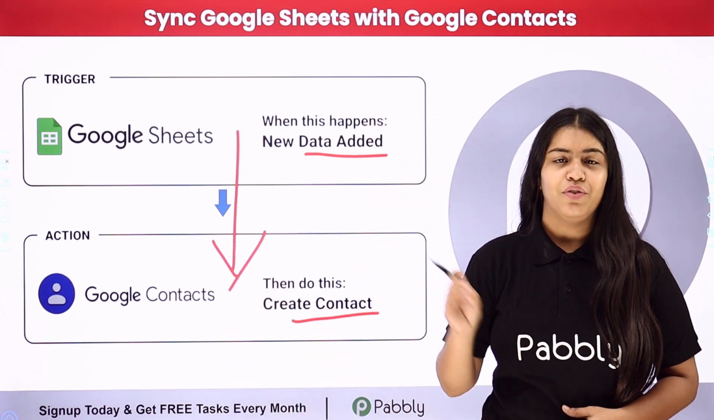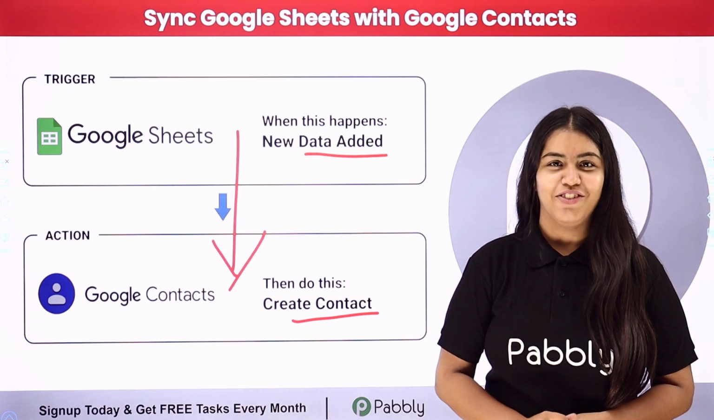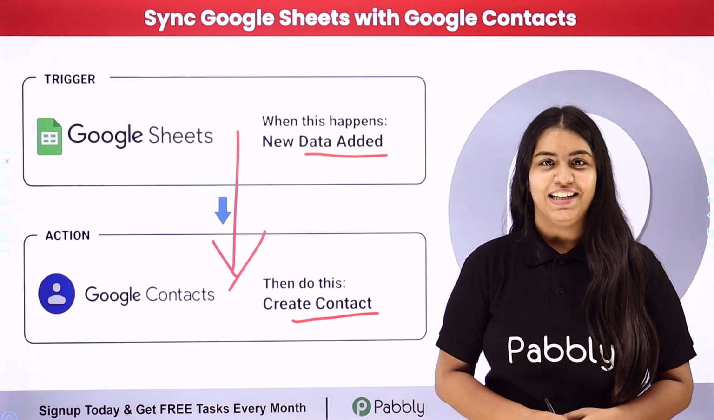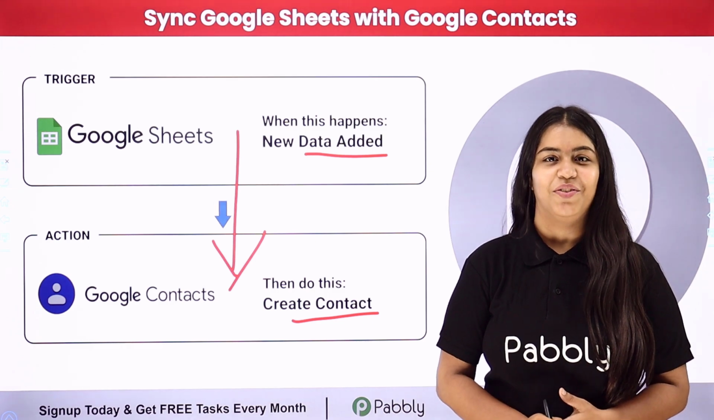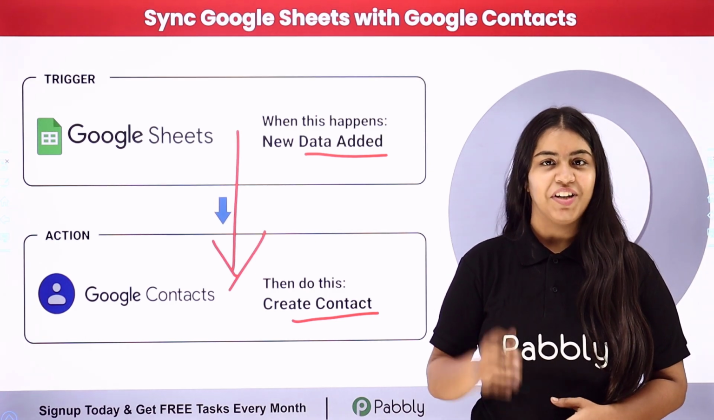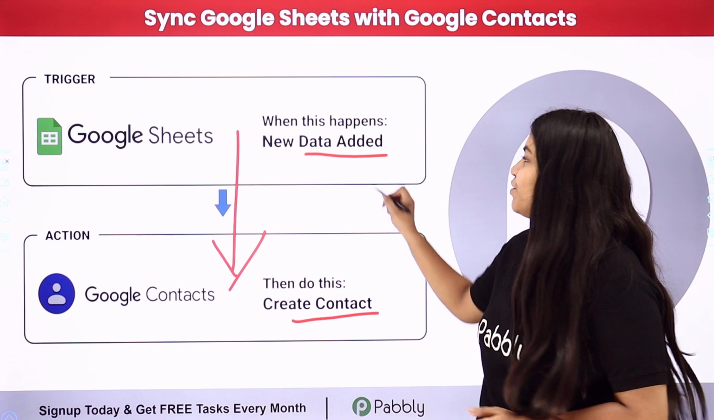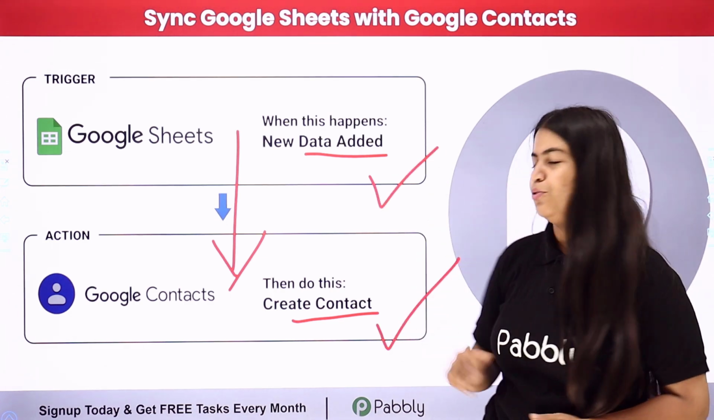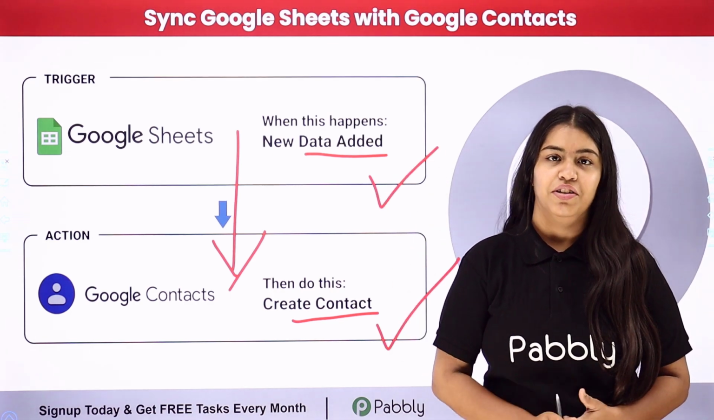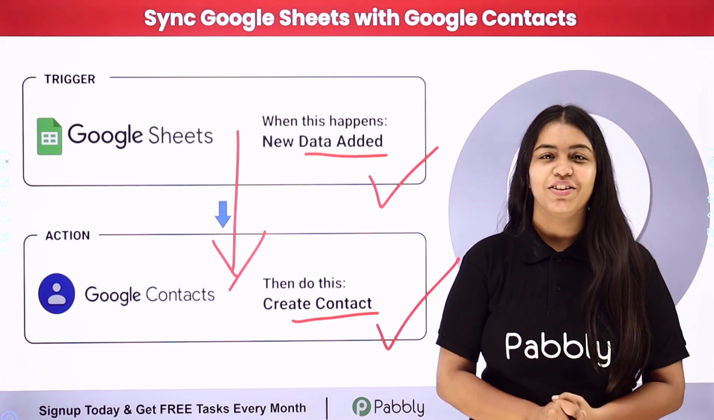To create this connection without knowing any programming or coding language, we are going to use Pabbly Connect. It is an amazing automation software. So in Pabbly, we have the concept of trigger and action. For trigger, we are going to use Google Sheets, and for action, we are using Google Contacts. So if you also wish to learn this process step by step, follow me through the screen.